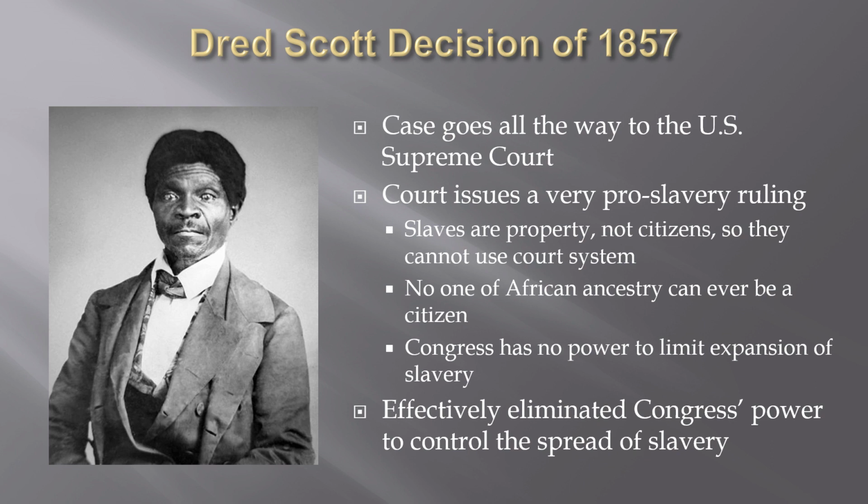The Supreme Court is going to end up taking this case, and they're going to issue a very pro-slavery ruling. Most of the justices on the court at the time were from slave states. And in this ruling, they are going to go above and beyond in trying to protect slavery as an institution. In the ruling, they're going to say that slaves are property and not citizens. Because of this, they have no access to the court system. The court system doesn't exist for their purposes.